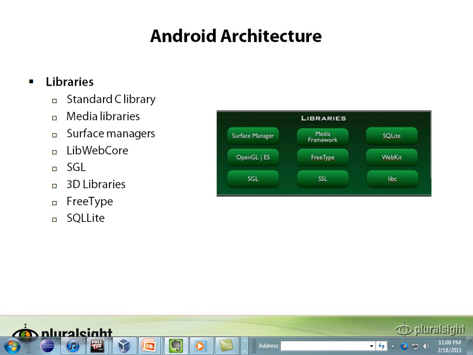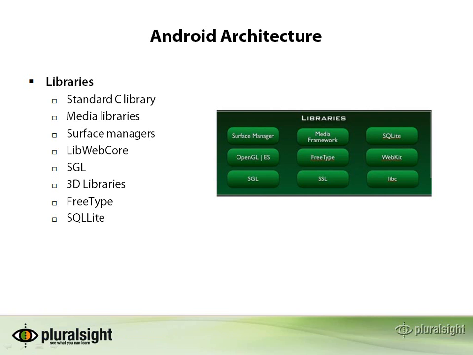You can have both on a screen in an Android application. Then the libwebcore, which is basically a WebKit browser engine, the same that Safari is based off of. And then we have SGL, which is our 2D graphics library. We have some 3D libraries, the OpenGL ES, which will allow us to build full 3D applications and games. And then for our font rendering, they have FreeType, which is freely distributable fonts, so you don't have to worry about copyright issues there. And then SQLite is the underlying relational database that is used by Android.